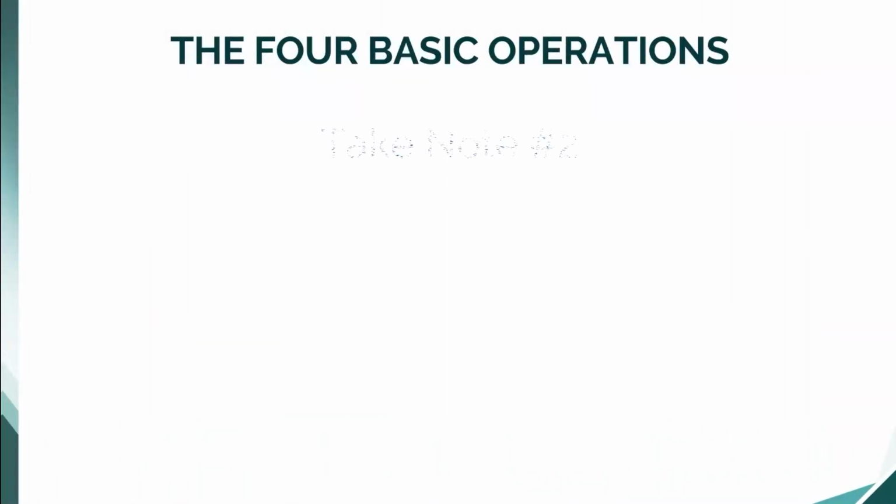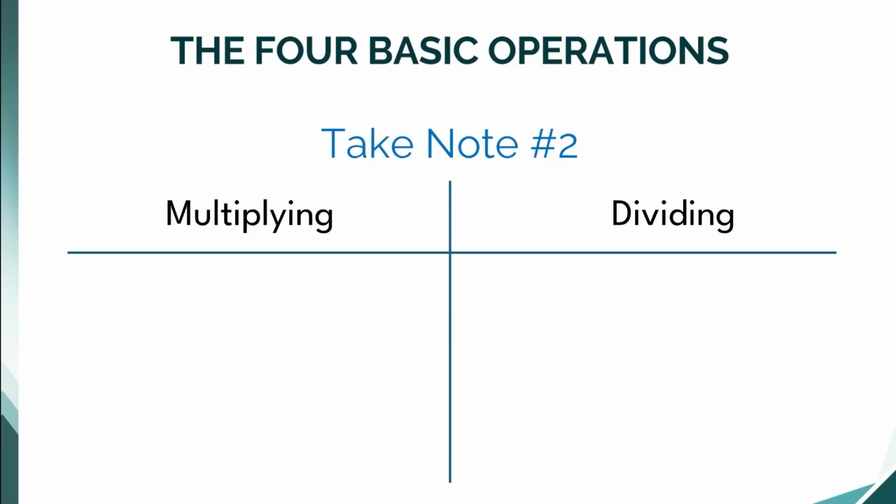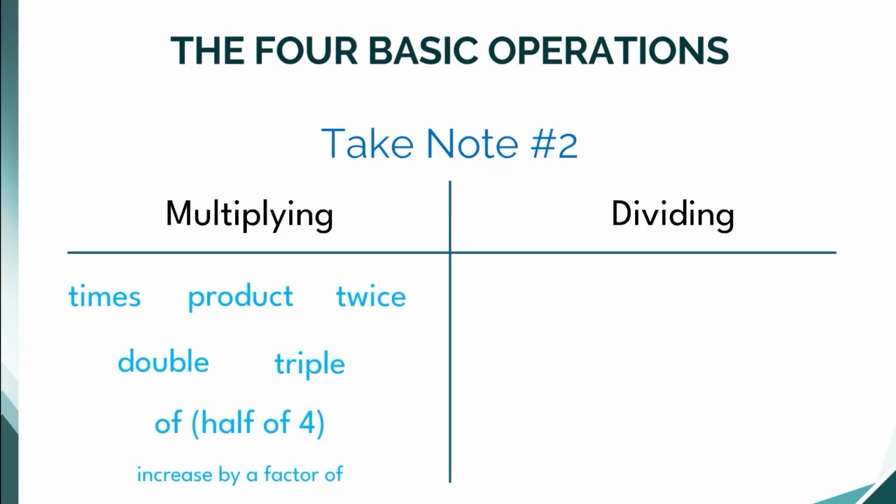The second thing we want to take note of, number 2, is the same is true of multiplying and dividing. There's more than one way to say we're multiplying two numbers together. So we might say 2 times 2. We might say the product of two numbers. We might say what is twice, if something is twice something else, what is it? Again, that's 2 times, right? Double, triple, quadruple. I didn't want to write quadruple here, but you get the idea. Even of, like for example, what is half of 4? That actually means multiplication, where we do 1/2 times 4.